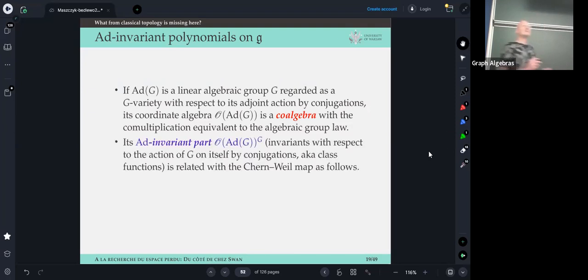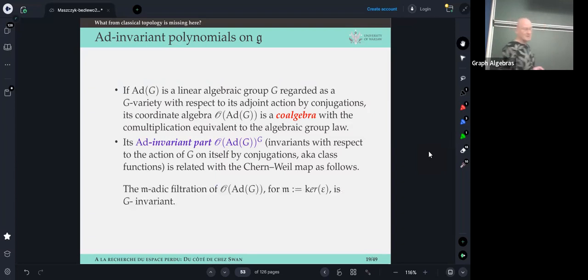Okay, and since everything is ad invariant, we can look at the ad invariant part of this coalgebra. This part is invariant with respect to the action of G on itself by conjugations. Elements of this are sometimes called class functions. From this, I will show you how to pass to something you probably know from differential geometry, which is called the Chern-Weil map.